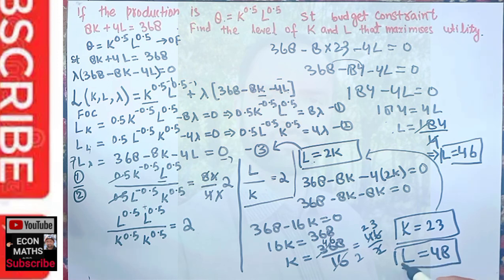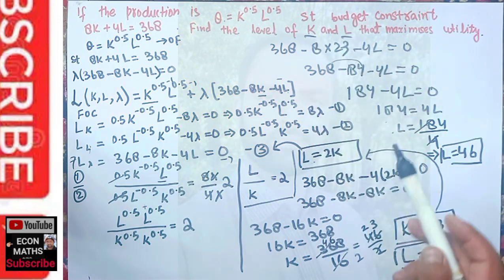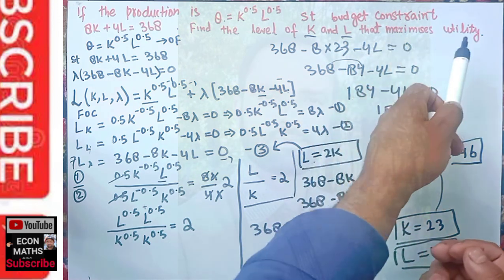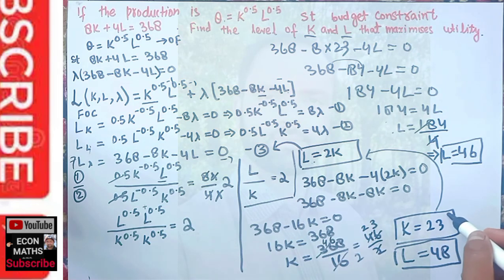That means the level of capital and labor that maximizes utility would be 23 and 46. Okay, I hope I make myself clear in this video.